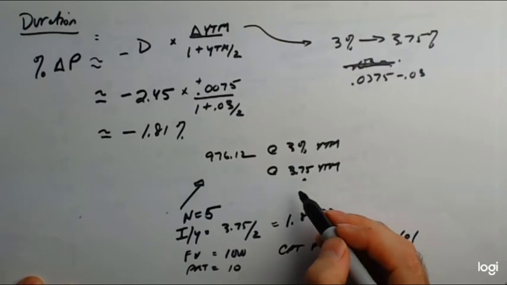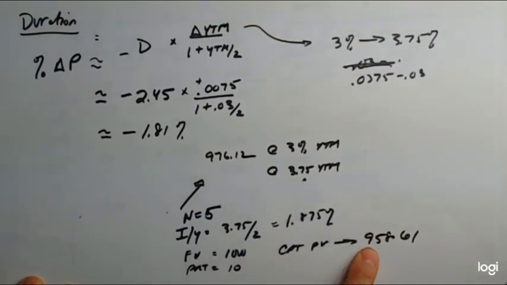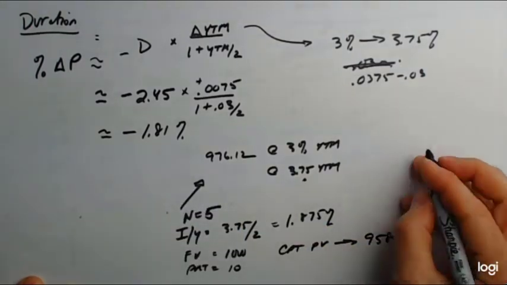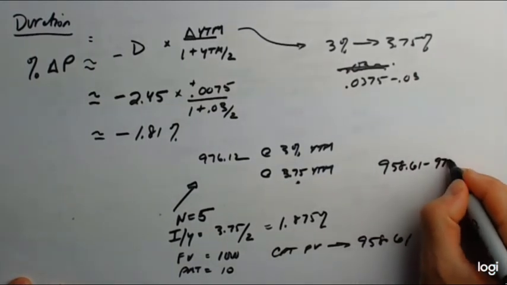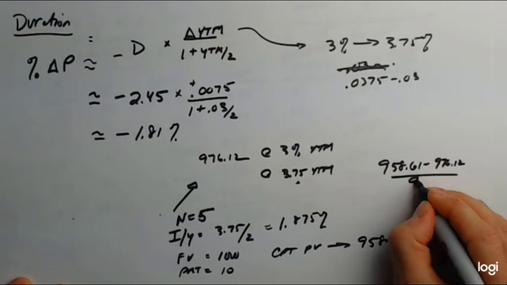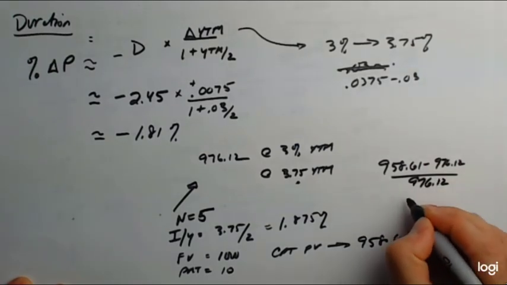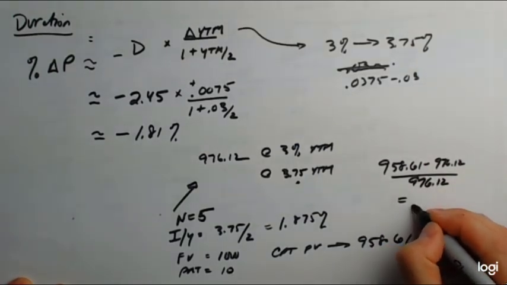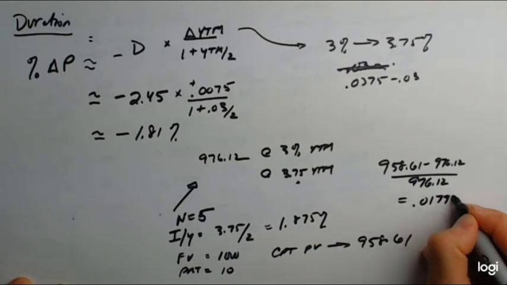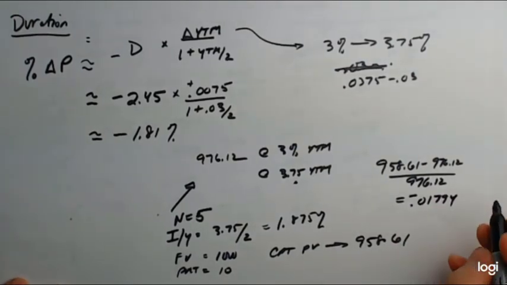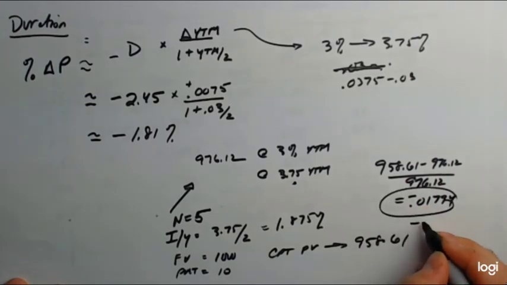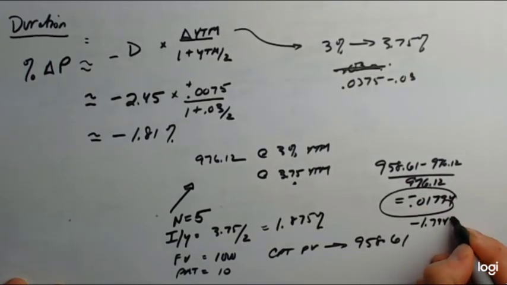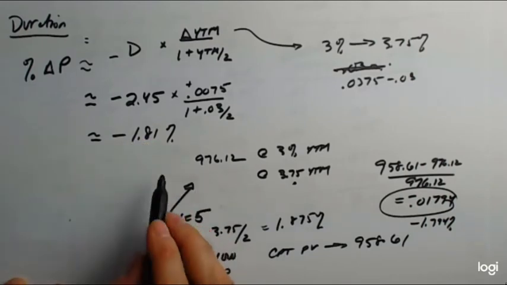Okay, so we increased interest rates from 3 to 3.75. We should see a drop in bond prices, and we do see a drop in bond prices. Now what percentage is that? 958.61 minus 976.12, divided by 976.12, and that equals negative 0.01794. So negative 1.794%. Pretty close, but not exact.